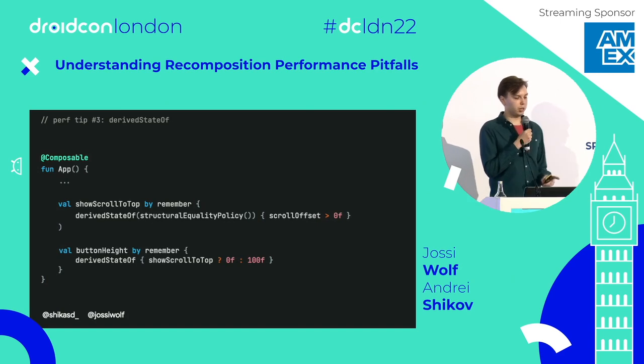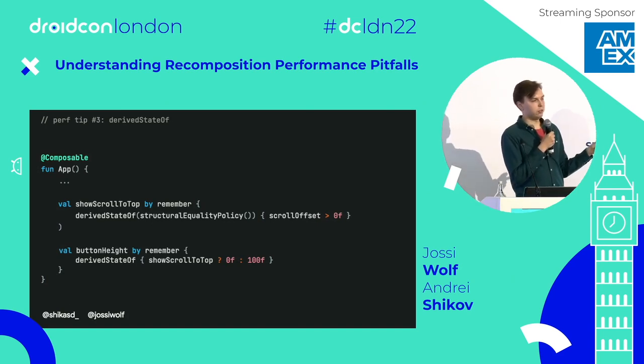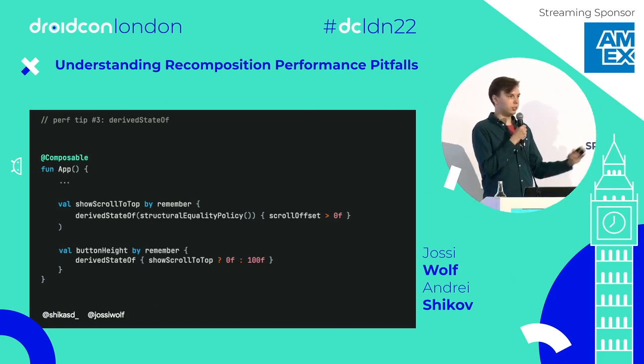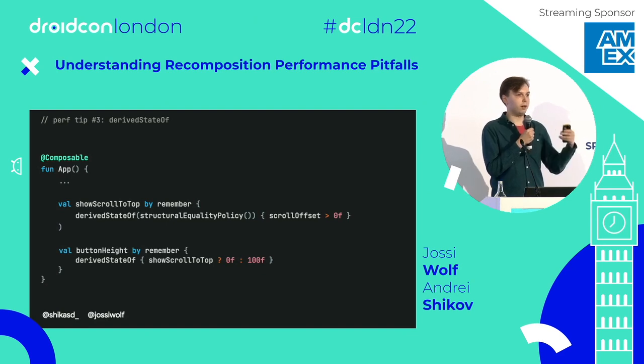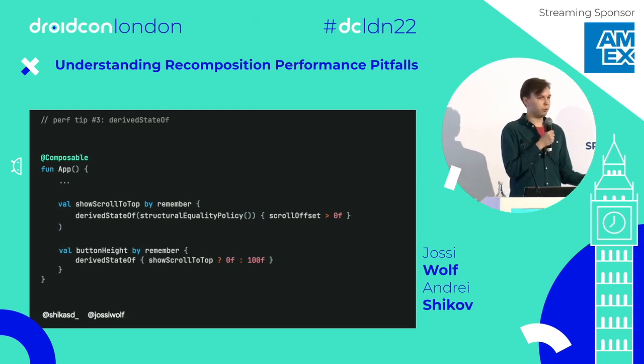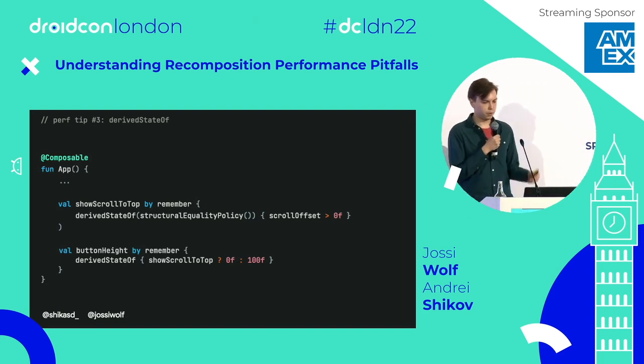For that, what you can do is add the mutation policy to the derived state. It will allow exactly this nesting of derived state in all the cases where you have values which update differently and you use them together. It's a new API in 1.3. It's, I think, already stable, so feel free to use it for your derived states.